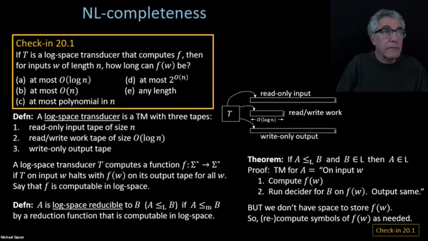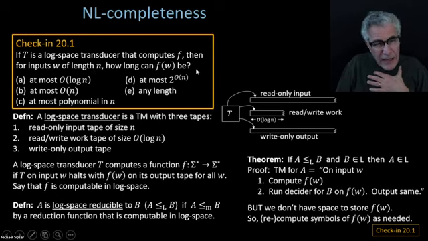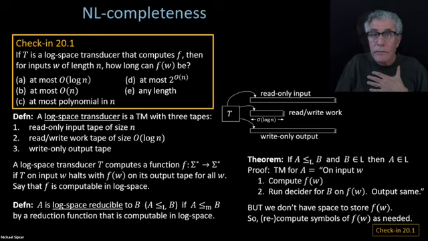Let's look at the first check-in here. If we have a log space transducer that computes f, and you feed it inputs of length n, how big can the outputs actually be? Why don't you think about that and give me an answer? I'll give you a minute to answer this question.